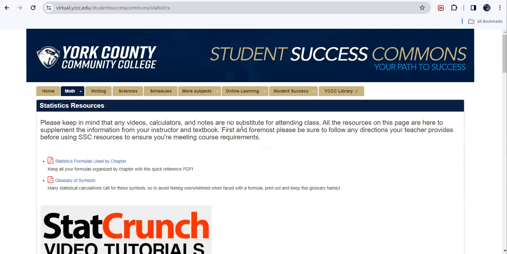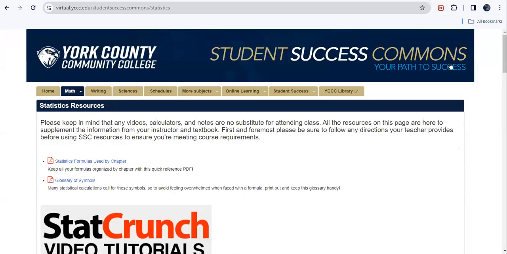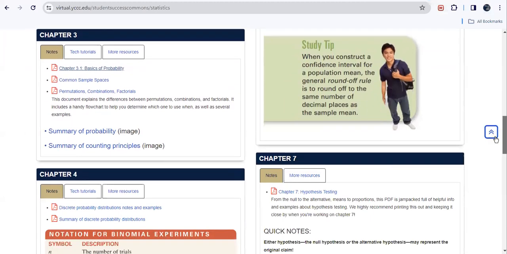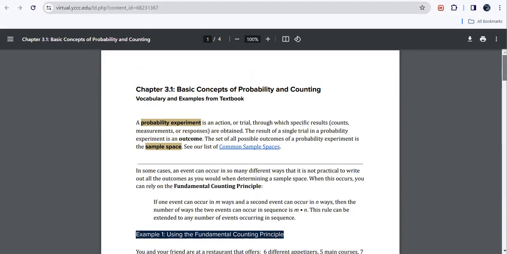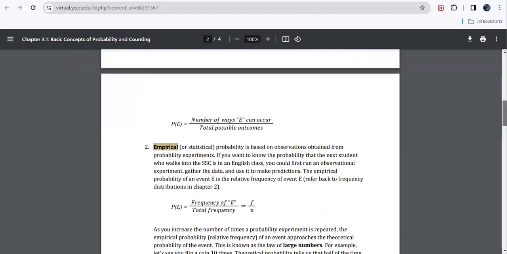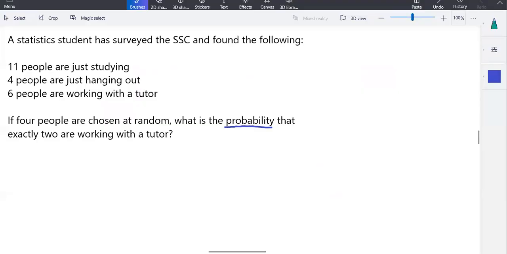Now, I've got a few resources open here. This is the statistics page on the SSC's website. I've also got a Desmos scientific calculator open, so we can do some calculations. And on the stats section of the website, in chapter 3, you're going to find a couple different resources. I'm going to use a few of these. The first one, the basics of probability. This talks about what probability is and goes through some examples, but what I want to focus on right now is this basic formula right here. The probability of any given event is the number of ways that this event can occur divided by the total possible outcomes. I want to start us there.